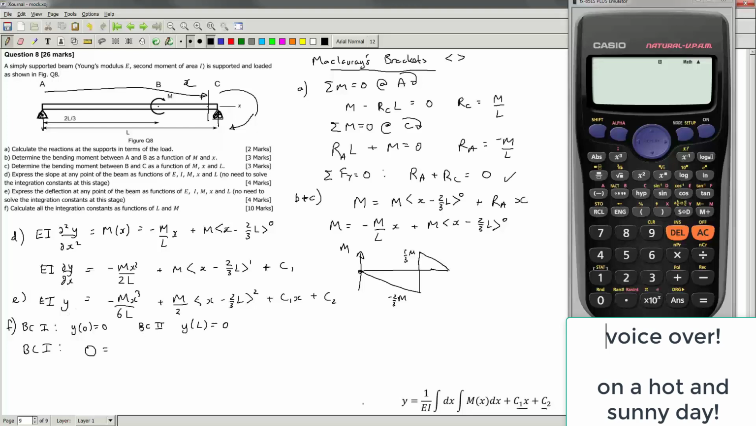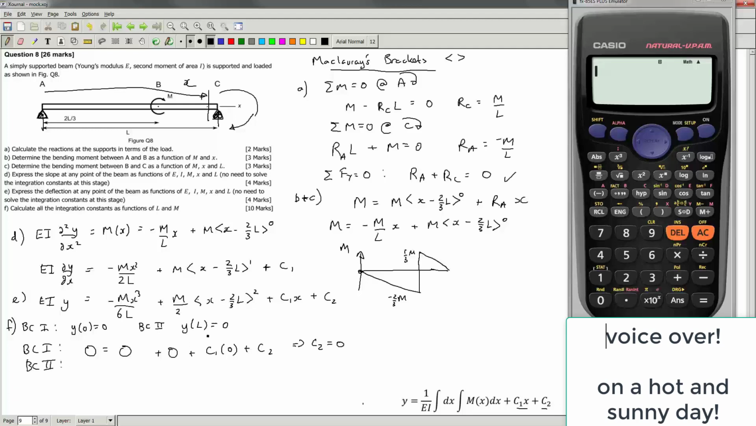Obviously the first boundary condition will be the simplest one to apply, so y equals 0, and the first term becomes 0. When we put x is 0 in here, the term inside the bracket becomes negative, which means it switches off, so it becomes 0 plus C1 times 0 plus C2, and on the whole you'll tend to find that C2 should become 0 for most problems. So that's our first boundary condition. What about our second boundary condition?